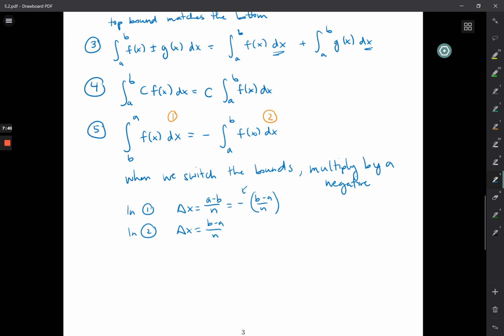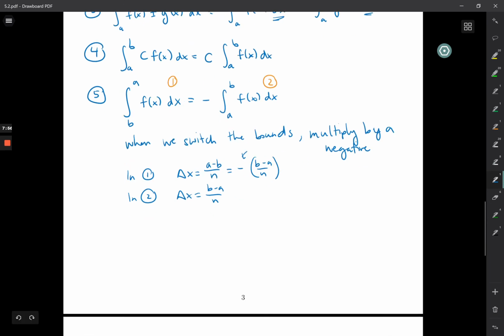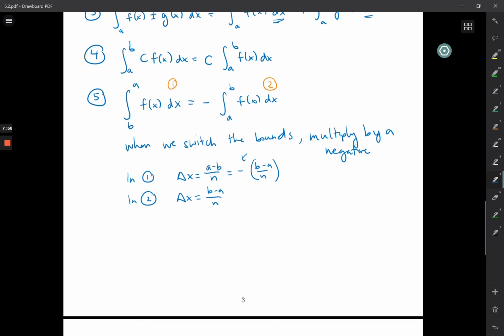This is where it's introduced into the Riemann sum, and then working all the way through, which honestly doesn't take that long, but I think I'll skip over it now. You just get the negative of the same exact limit. Okay.